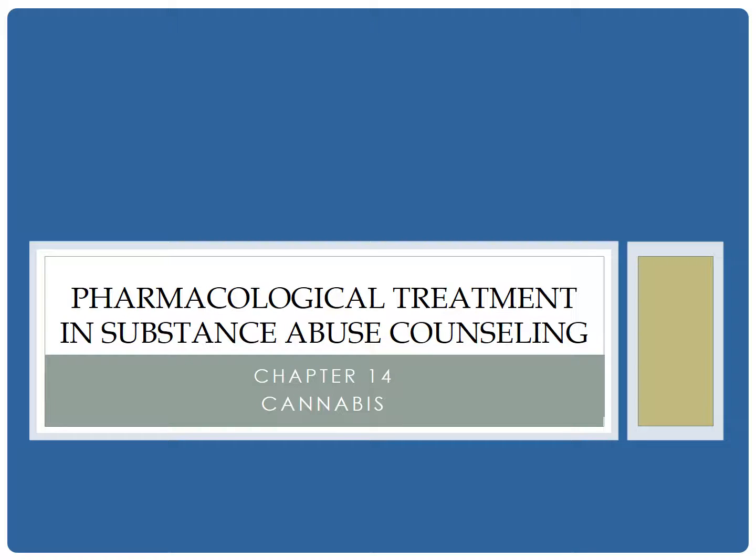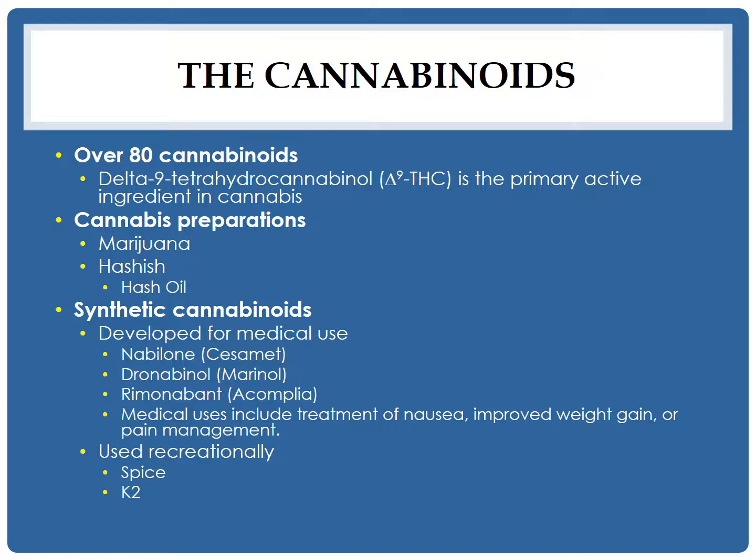This week we're covering Chapter 14 in your textbook on cannabis. The primary active ingredient in cannabis is delta-9 tetrahydrocannabinol, or THC. This is one of many cannabinoids. Cannabinoids are a class of chemical compounds that are found in cannabis. There's over 80 cannabinoids that are found in cannabis, and they can be prepared in several different ways to use.